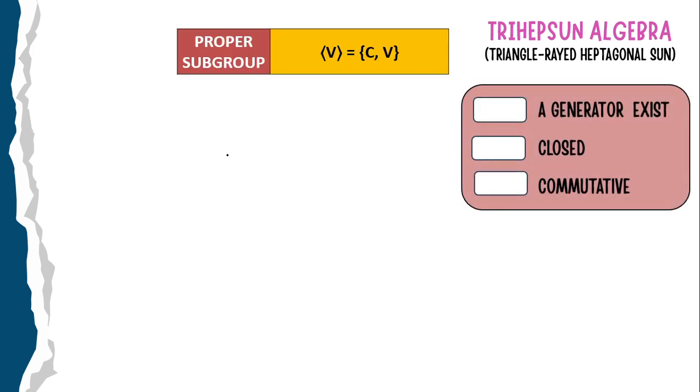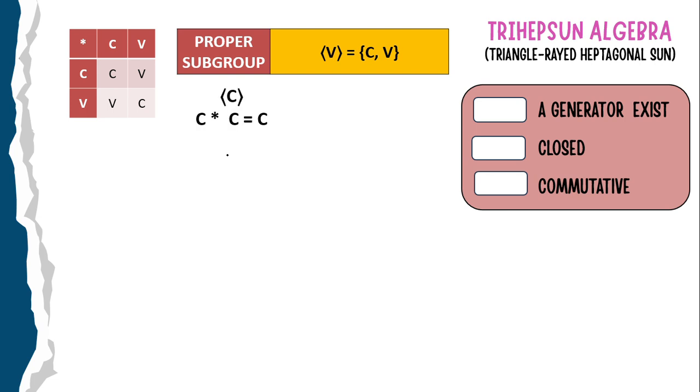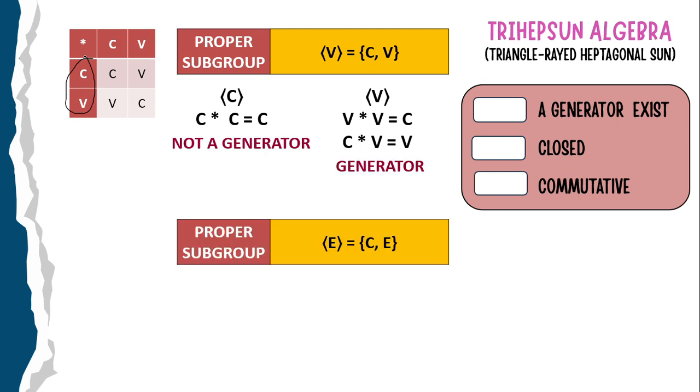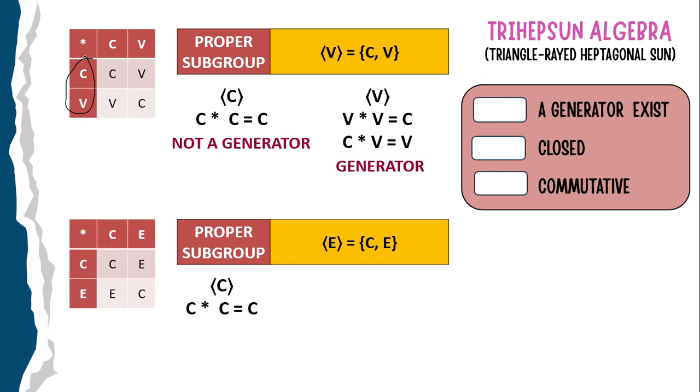Now let's proceed to proper subgroups. For element V, which generates C and V, this is the table. So for C, this is the element. As we can see, C does not generate all the elements on the table, therefore it is not a generator. For V, since it generates the elements in the table, which are C and V, we can say that this is a generator.